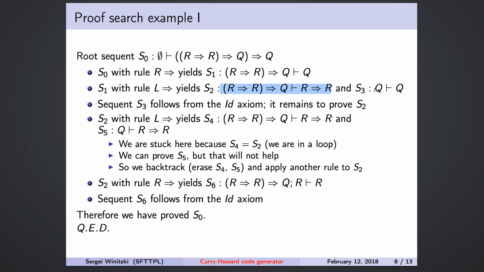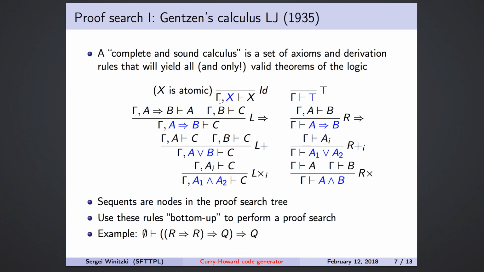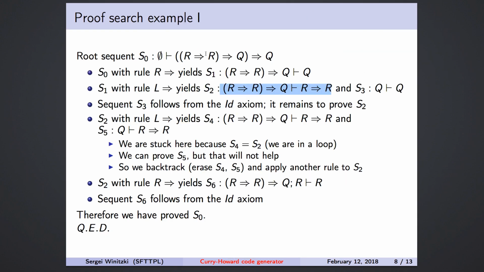Now sequence S3 is easy. It just follows from the first axiom, from this. X goes to X with no other premises. So S3 is done, but this one is not done. So what do we do with this? Well, we again look, what can we apply? Well, we can apply again the left implication, because we have an implication on the left. So we get two more sequences, S4 and S5. Now, S5 we might be able to prove, but S4 is again the same sequence as S2, you see?